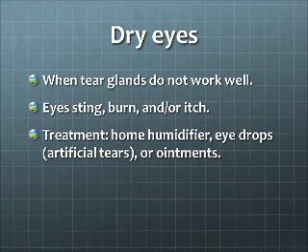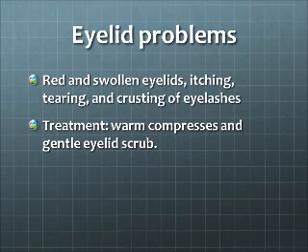Dry eyes occur when tear glands do not work well. They feel uncomfortable because the eyes sting, itch, or burn. Treatment may include using a home humidifier, eye drops, or ointments to lubricate the eyes. Eye problems such as red or swollen eyelids, itching, tearing, or crusting of the eyelashes during sleep may be due to blepharitis and can be treated with warm compresses and gentle eyelid scrubs.